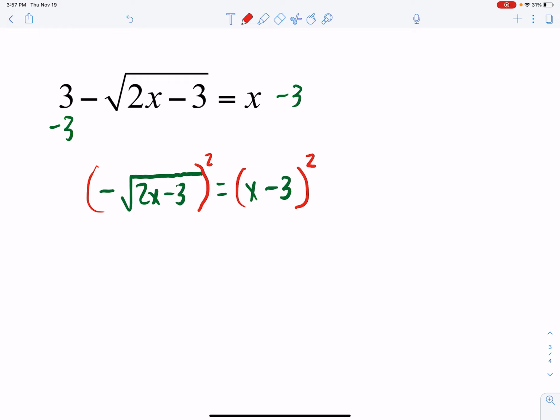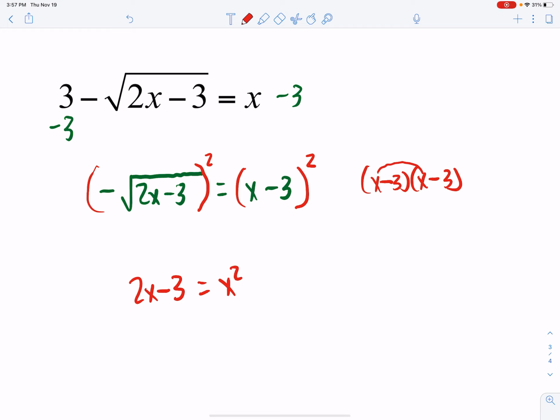So on the left side, squaring gets rid of both the negative and the square root sign, and we're left with 2x minus 3. On the right side, x minus 3 squared, we would have x minus 3 times x minus 3, and we use the FOIL method. The first terms, x times x, is x squared. The outside terms, x times negative 3 is minus 3x. The inside terms, negative 3 times x is minus 3x. And the last terms, negative 3 times negative 3 is plus 9.